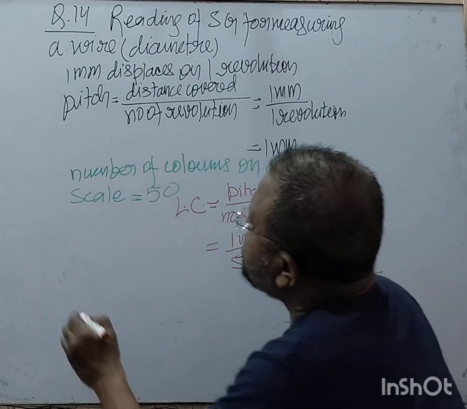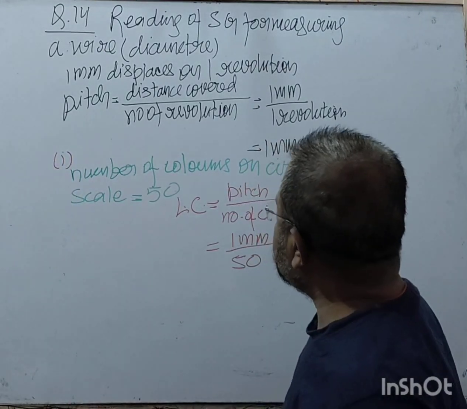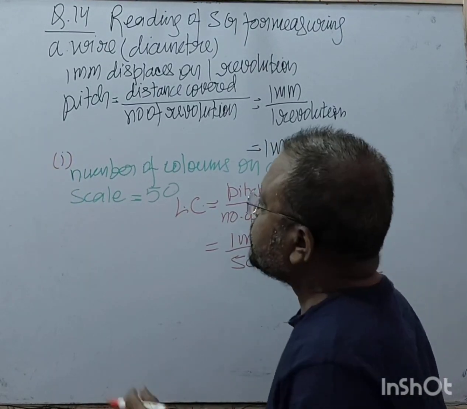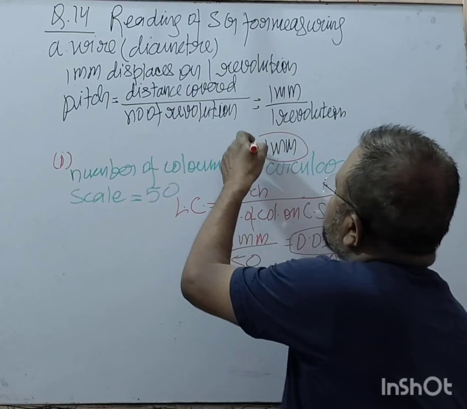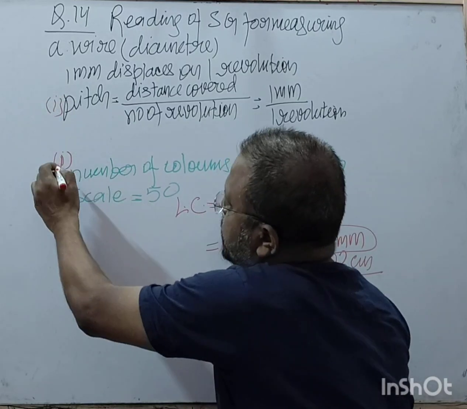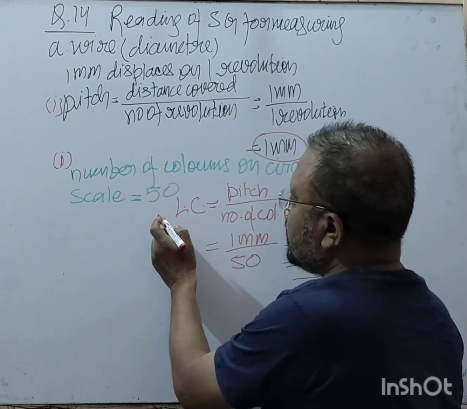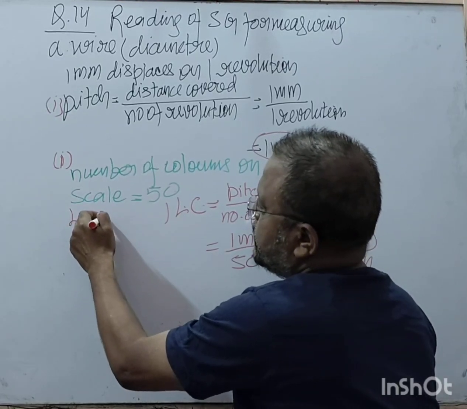So what is next? This was the first part. The first part was 1 millimeter, the pitch; the answer was 1 millimeter. This was the first part. So we have to find the pitch, we have to find the least count. Now the diameter of the wire.